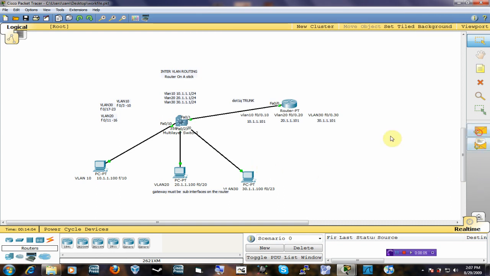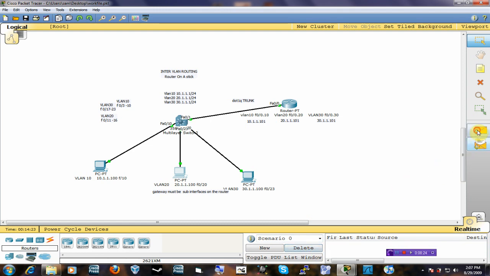Okay, we can ping the router. So how about pinging from one VLAN to another VLAN? So from here to there. Of course, it will fail the first time. We'll ping one more time, and it's successful. So there we go, to there, success.